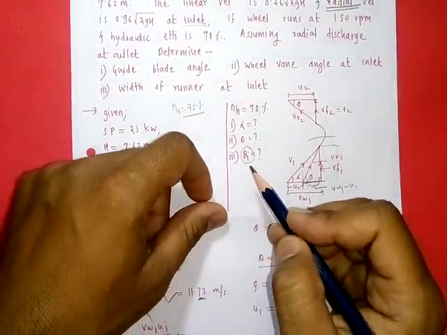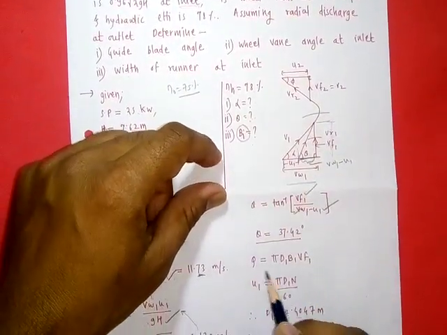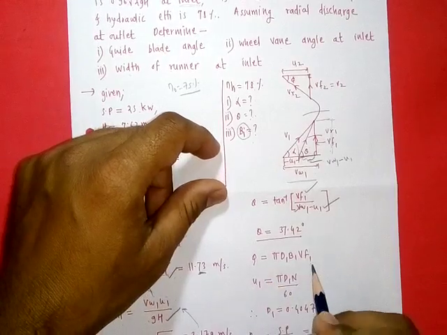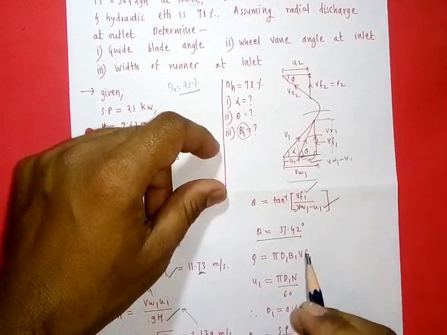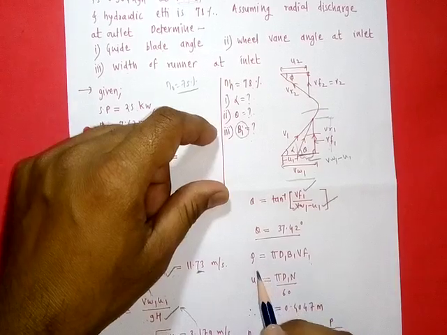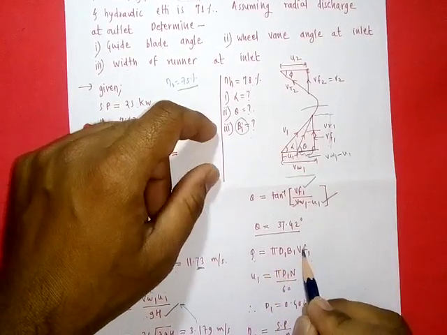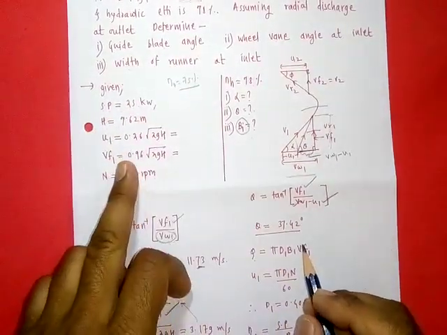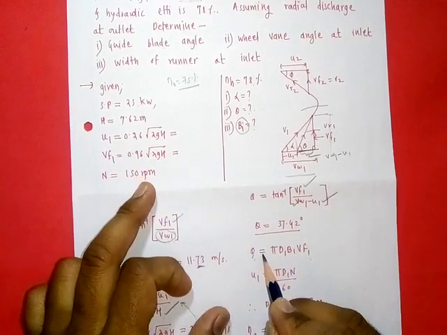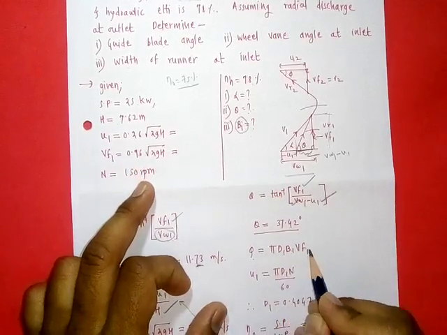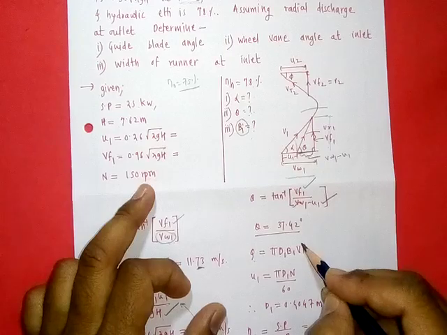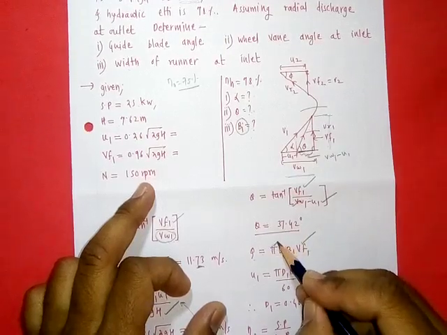For dimensions of the rotor, remember always use discharge relations. So Q is equal to, we know the value of vf1 here, so using at inlet, Q is equal to pi d1 b1 vf1, out of which vf1 is known, and pi is constant.